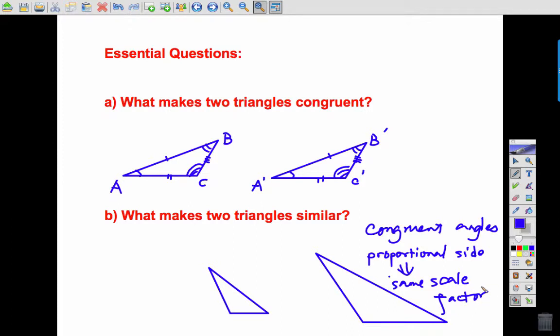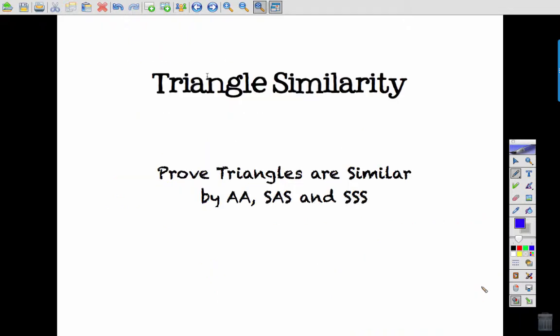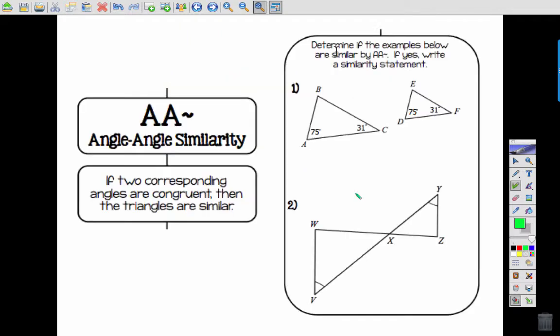Okay, so those are the two essential things. For congruent triangles, we have to have congruent angles and congruent sides. For similar triangles, we still have to have congruent angles, but we have to have proportional sides. Proportional sides have the same scale factors. So in this unit, we're going to learn three unique and very helpful theorems: AA, SAS, and SSS similarity theorems.